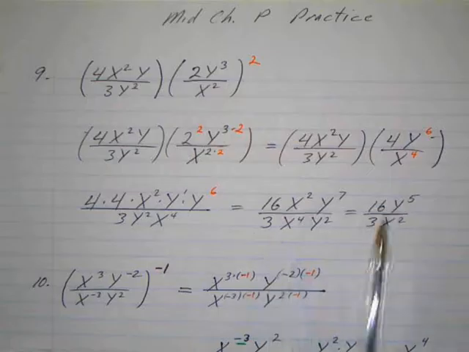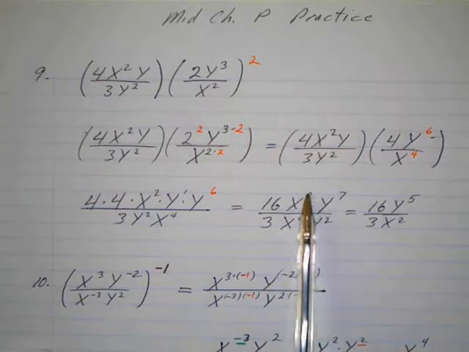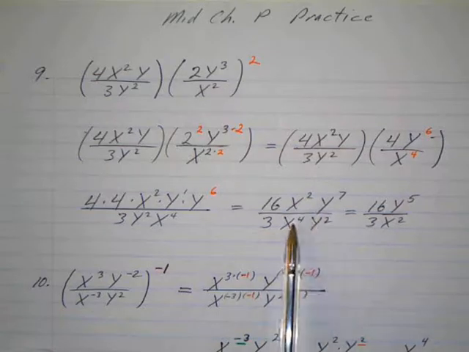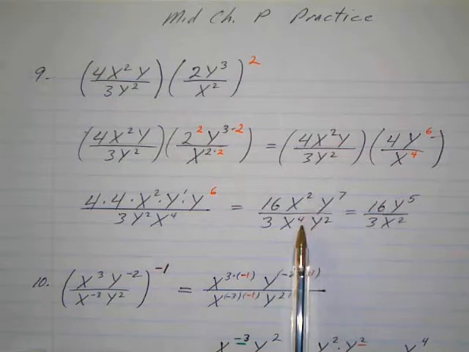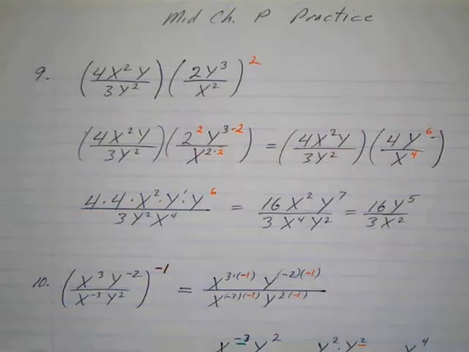Now the 16 over 3, nothing's going to happen. Now on the bottom I've got x squared on the top and x to the 4th on the bottom. So x squared on the top will cancel with x squared on the bottom. That leaves me with x squared, and this is like x squared times x squared. Those x squareds cancel, so I just have x squared on the bottom. And here I've got 7 on the top, 2 on the bottom, or we can think we're dividing, we subtract. What's 7 minus 2? 5. So I end up with 5 y factors on the top.